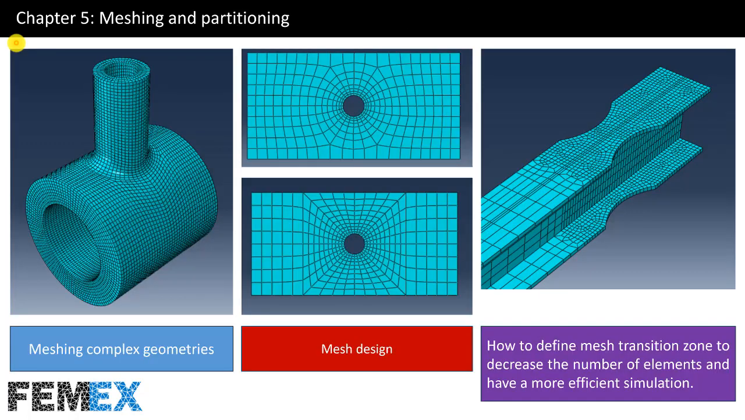Chapter 5 is about meshing and partitioning. In this chapter, I will talk about meshing complex geometries and also mesh design, and how to use the tools of the mesh module to design a mesh appropriate for a problem. And finally, I will talk about how to define mesh transition zone to decrease the number of elements and have a more efficient simulation. Here you can see the mesh transition zone.